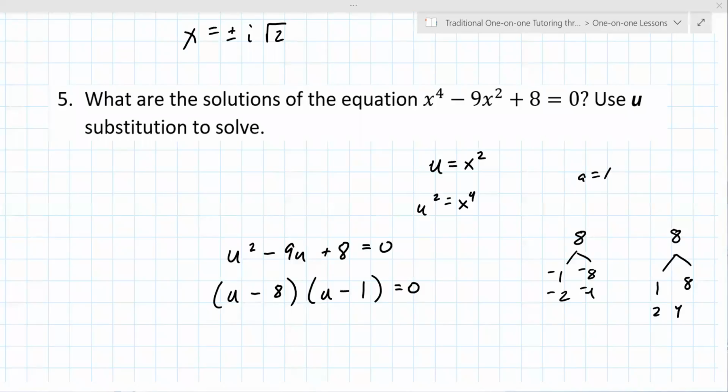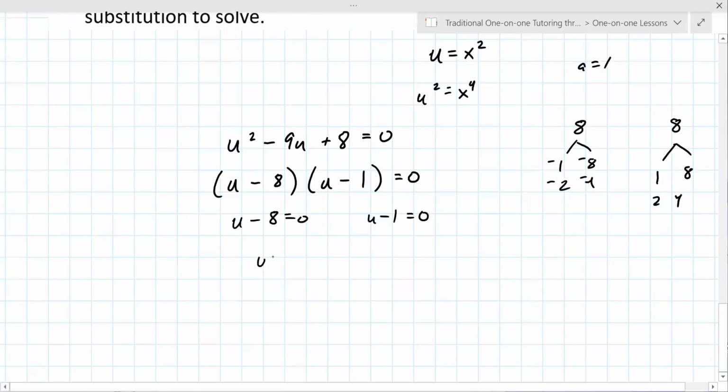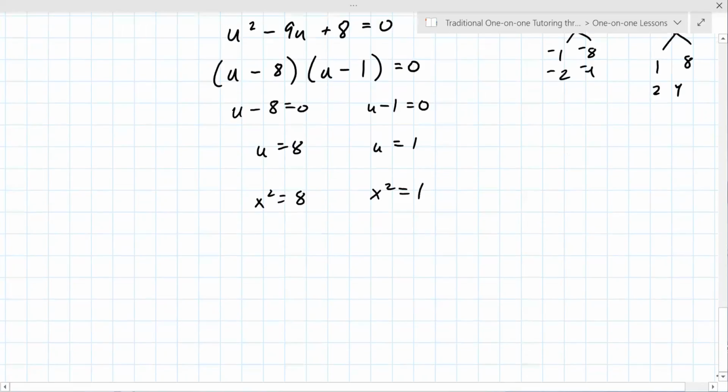All right, so we set each of those equal to 0. u minus 8 equals 0, u minus 1 equals 0. So you get u equals 8, u equals 1, x squared equals 8, x squared equals 1. So you take a square root of both sides. I'll do the one on the right first. That's slightly better. The square root of x squared equals plus or minus the square root of 1. Please don't forget that plus or minus, super important. x equals plus or minus 1 because the square root of 1 is 1. It is friendly.